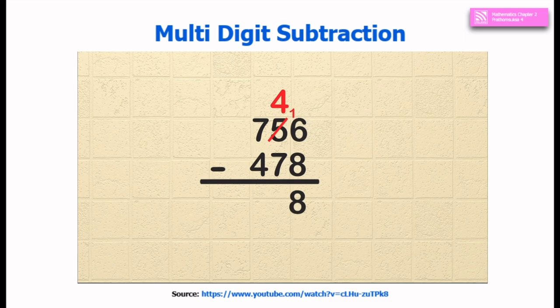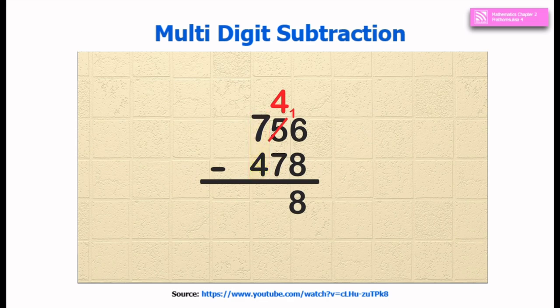Next we subtract the tens column. Notice we only have 4 tens in the top number because we had to borrow some from before. We need to take 4 minus 7. We don't have enough tens in the top number to subtract or take away 7. So this is where we need to borrow again from the next column to the left.